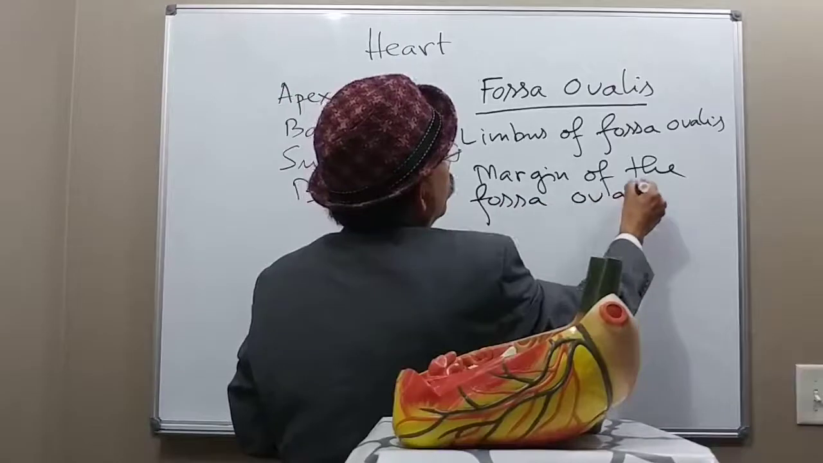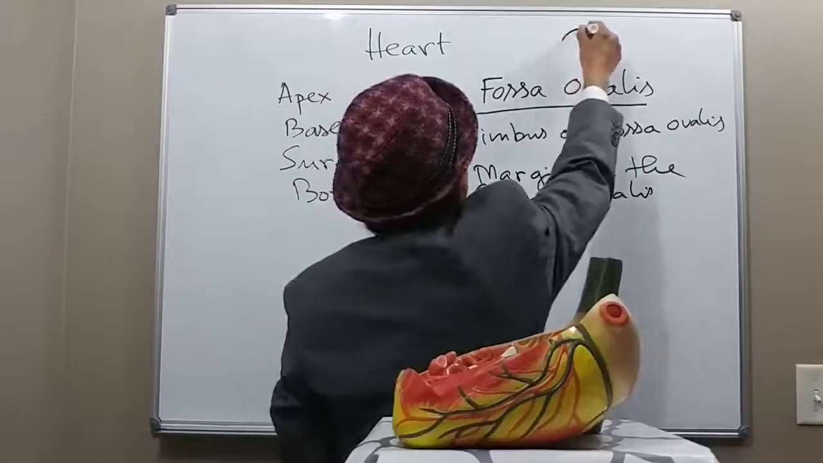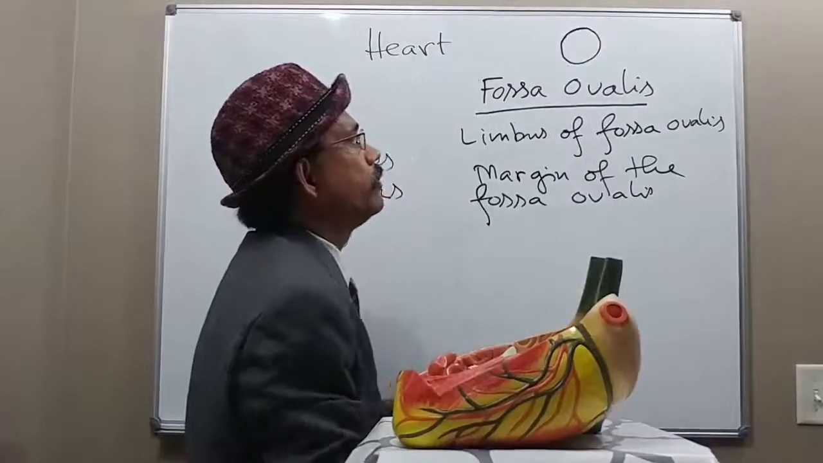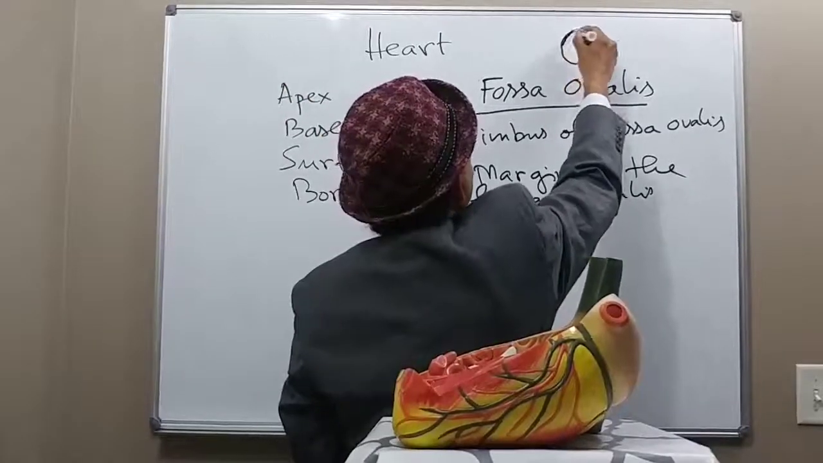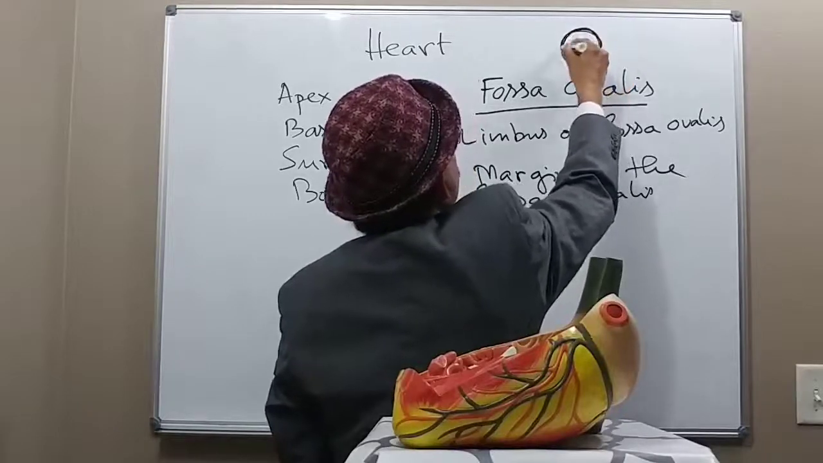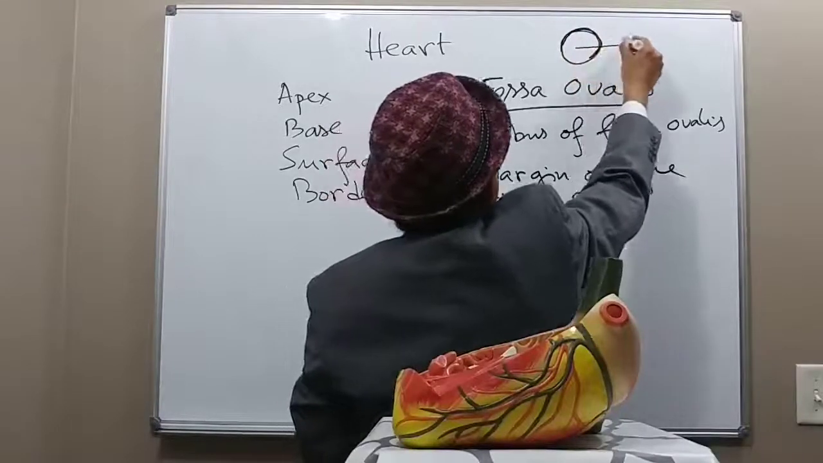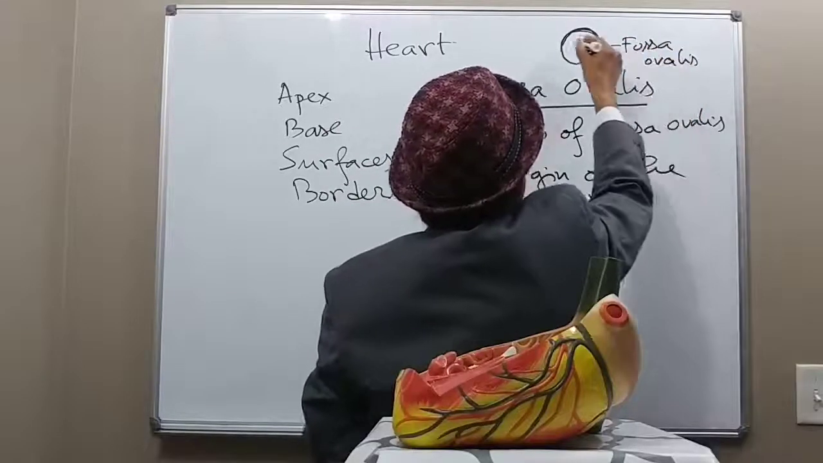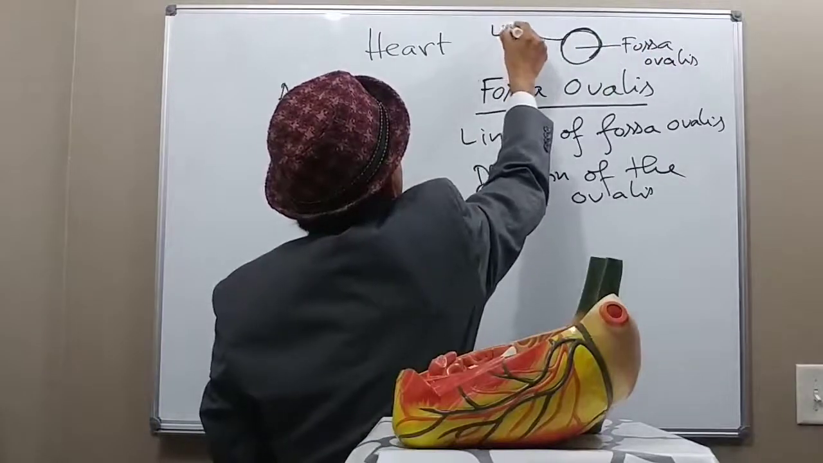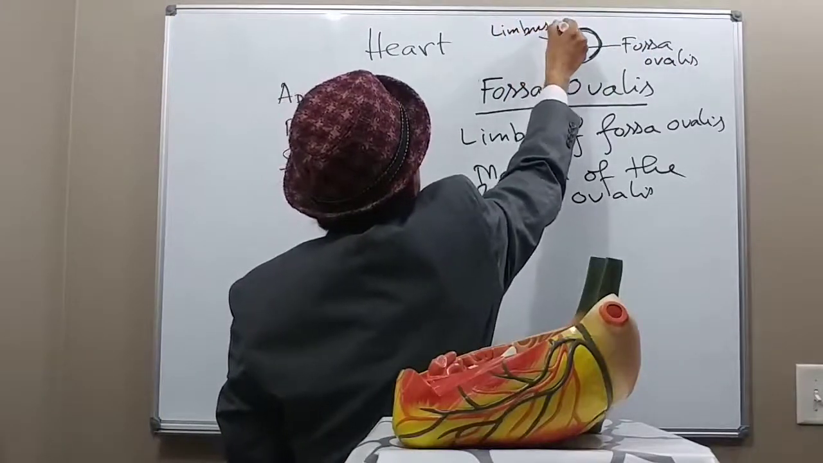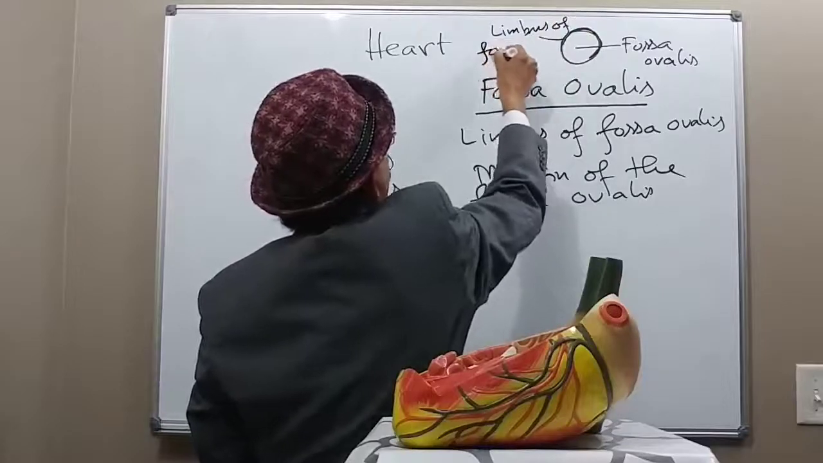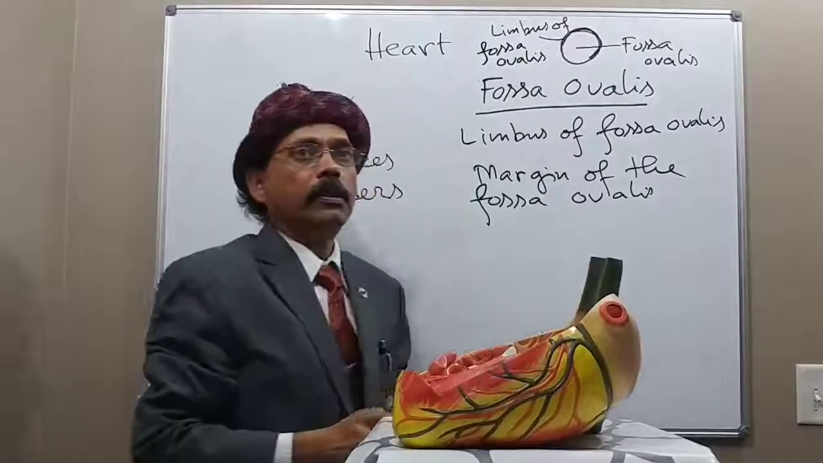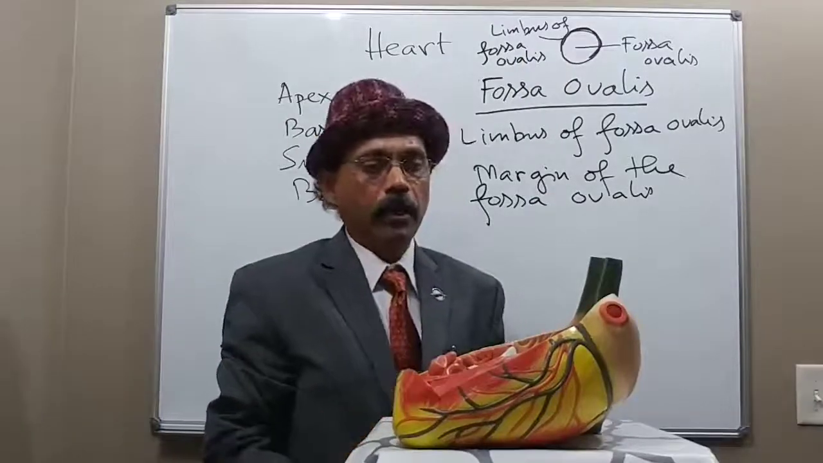So this is the fossa ovalis, the depressed part on the interatrial septum. Then the margin is called limbus of fossa ovalis. This is the fossa ovalis, and this is called limbus of fossa ovalis. Okay, we got the fossa ovalis, limbus of fossa ovalis.